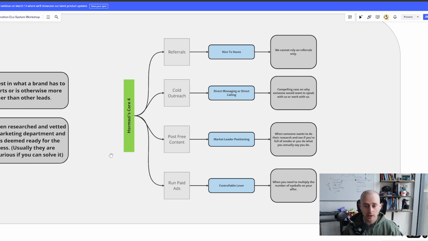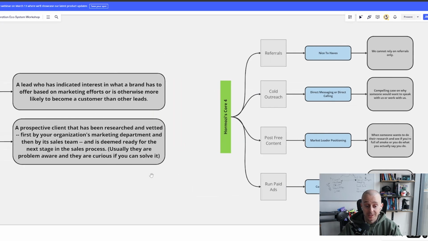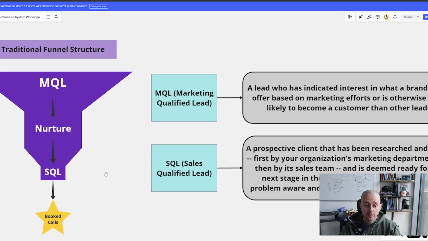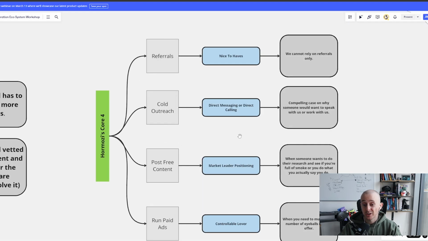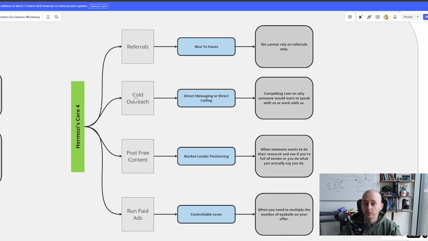Now, moving into cold outreach, this is what we consider like the direct messaging or direct calling. This is simply just a compelling case on why someone would want to speak with us or work with us, okay? On the cold outreach side, this is moving people essentially past the trust process and moving them straight into the SQL. And I'll talk about that in just a second. But it's going to get us our second fastest wins outside of just referrals.